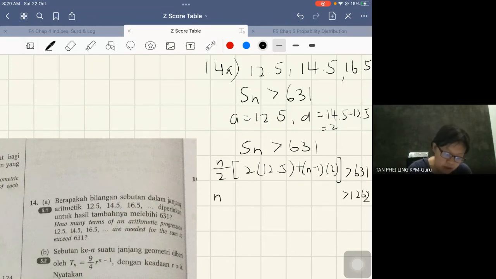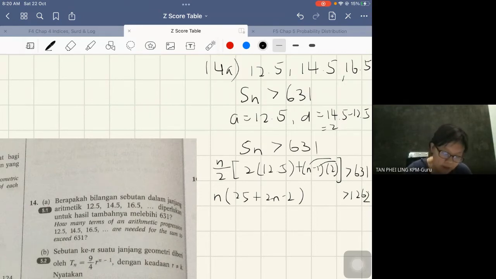Okay, so here you will end up with n alone. 2 times 12.5, 25, and then plus 2n minus 2. This one all expanded, okay, then 25 plus 2n minus 2. Okay, so that is on the left.